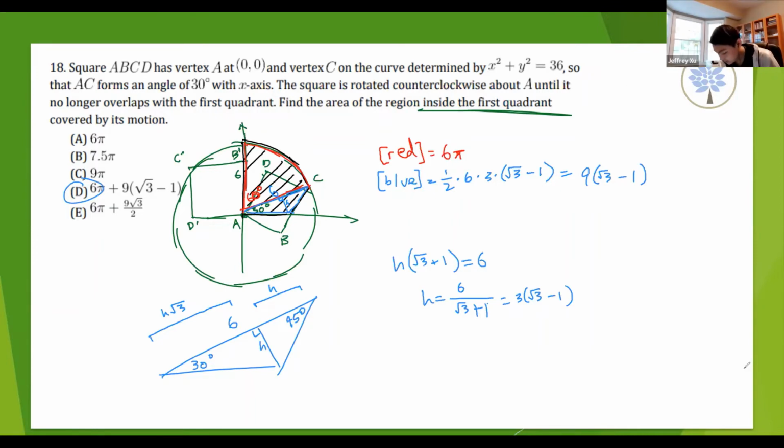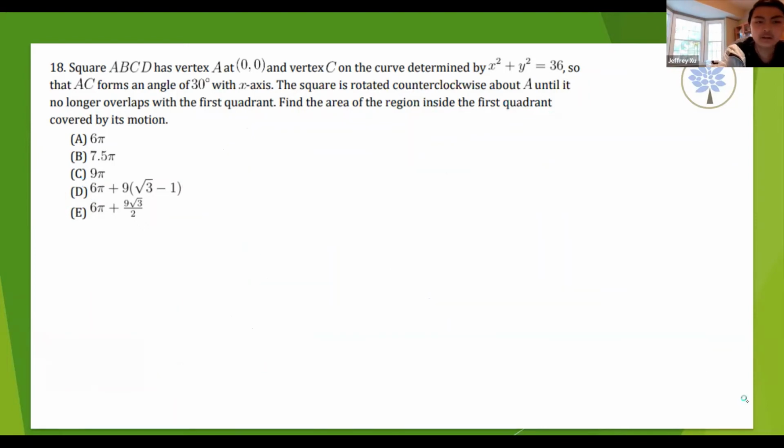So does anyone have any questions for 11 through 18, really quick? Okay, if not, I guess now Chris will be going over 19 through 25. So I'll stop sharing and you can start the next part.